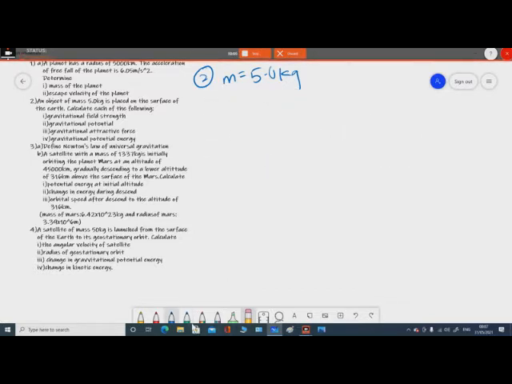Alright, so the gravitational attractive force. Very simple, we only substitute into the formula. For the calculation of the gravitational force, the negative is not required. So 6.67 times 10 to the power of negative 11. Sorry, the mass of the Earth is given as 6.02 times 10 to the power of 24.